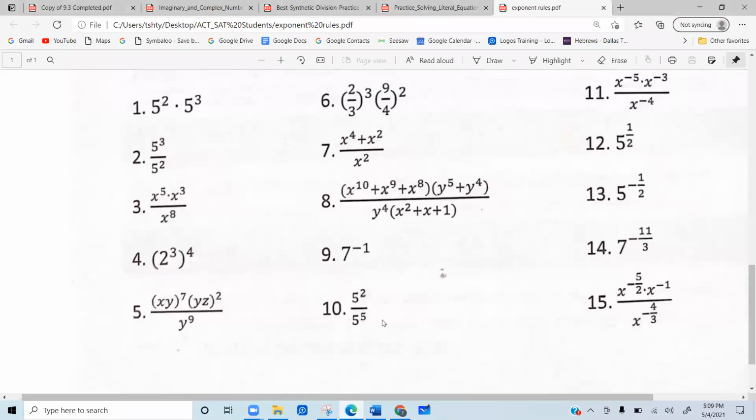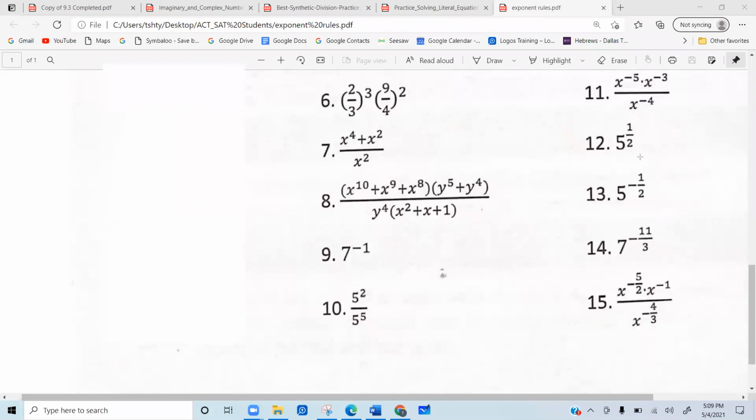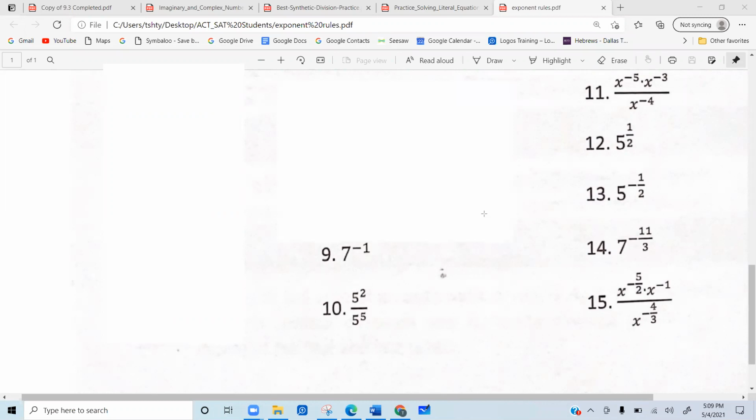Let's come here and just move out some of these extra things that we're not going to be focusing on. And I think that's it.